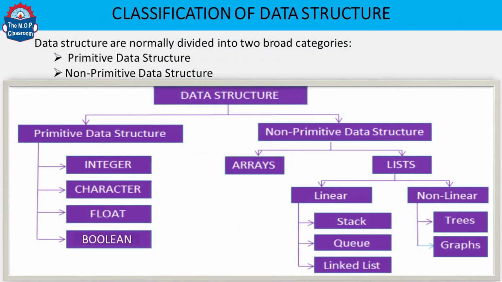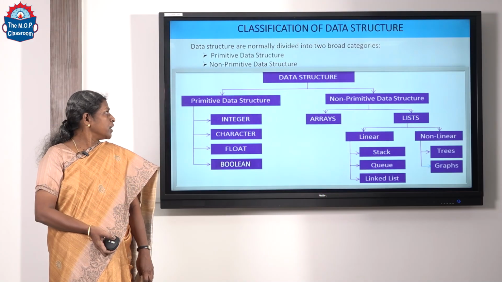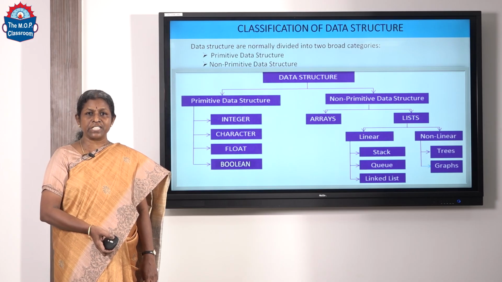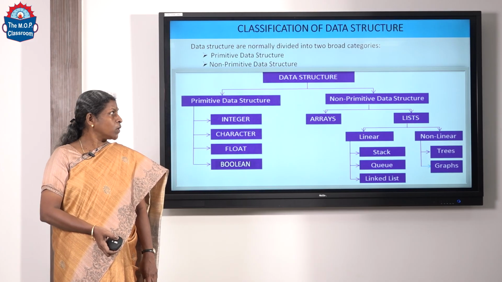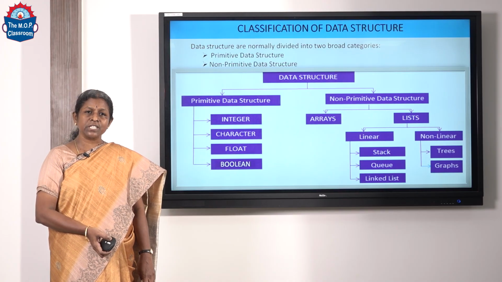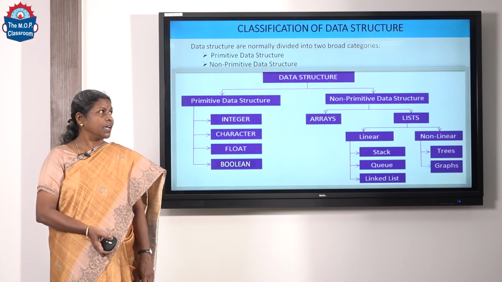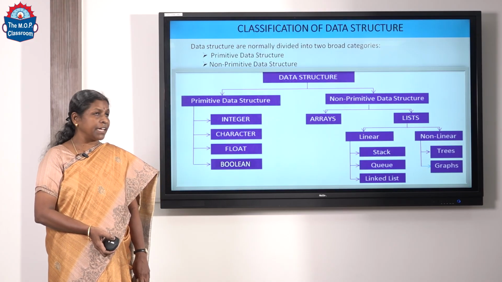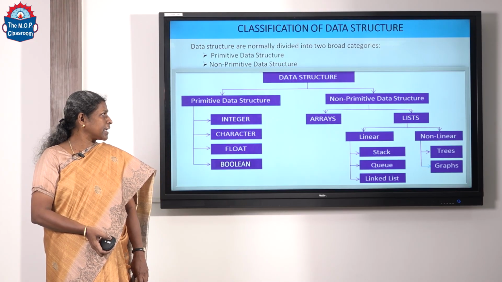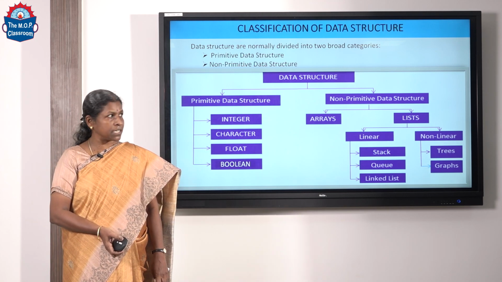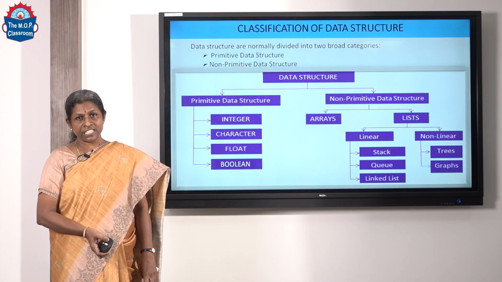Now, you can classify data structures into two types. One is primitive, the other one is non-primitive. In primitive, you have integer, character, float, boolean, which are by default available in your programming language, whereas non-primitive is built using the basic data types, and you can arrive at your non-primitive data structure. Examples are array and list. Lists can be categorized as linear and non-linear. Linear includes stack, queue, linked list, and non-linear includes tree and graph.